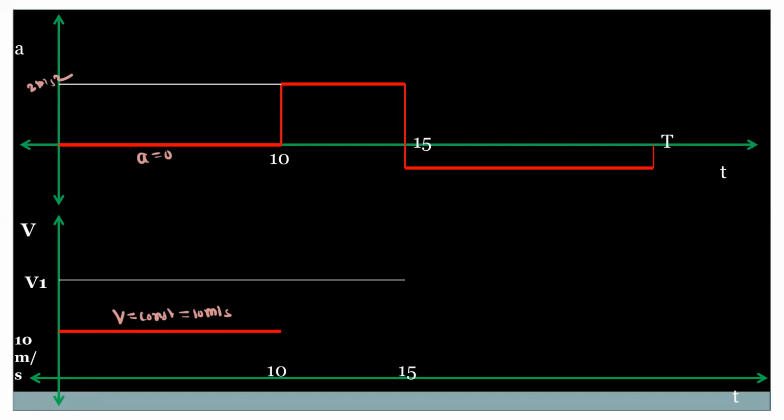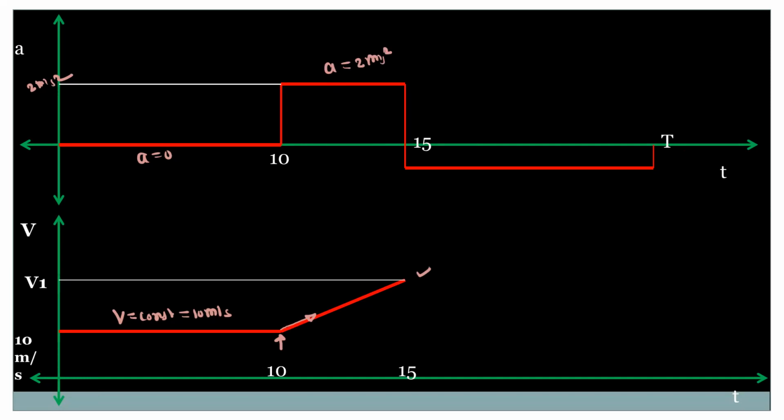When there is a sudden acceleration of 2 meter per second square, the velocity will suddenly increase, and it will keep increasing till 15 seconds. So you can observe in the graph, from t is equal to 10 seconds, from this point, velocity will increase till the time becomes 15 seconds. So this is the continuous increase in the velocity because the acceleration value is constant. This acceleration is equal to 2 meter per second square, and it is a positive value. That means velocity will increase.